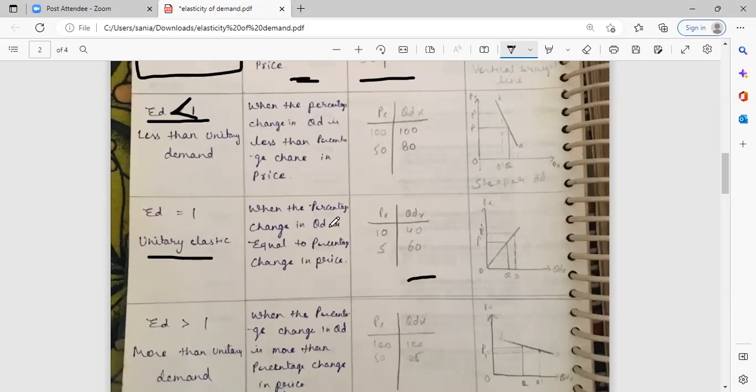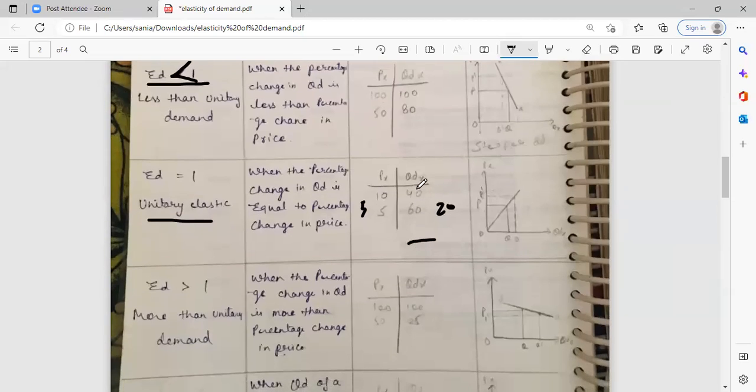Okay. Then when your ED is equal to 1, that means unitary elastic, right? When your percentage change in QD is equal to percentage change in price. So you can say 10 to 5. What was the change? 5. And similarly from 40 to 60, what was the change? 20. So right now you must be wondering, ma'am, but it is 20, right? But this is percentage. When you take out the percentage, you will get only the same. Or instead of writing this, you can just write here 15 to 20. So that will be easy for you.